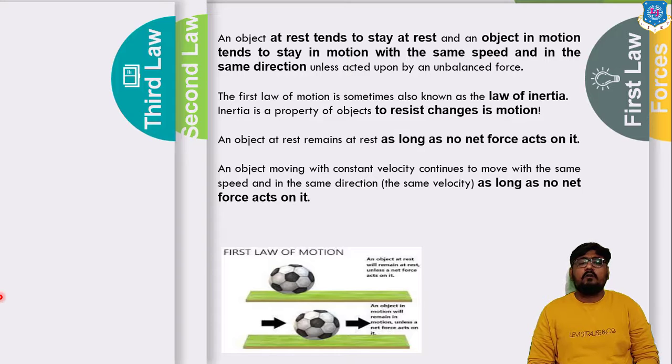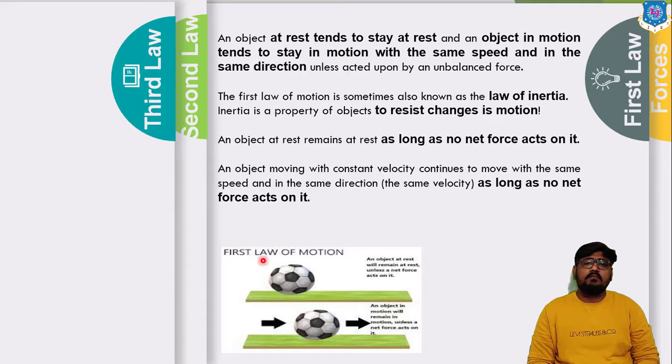Inertia is a property of an object to resist the change in motion. What is inertia? It is a property of an object to resist the change in motion. An object at rest remains at rest as long as no net force acts on it. An object moving with constant velocity continues to move with the same speed and in the same direction as long as no net force acts on it.